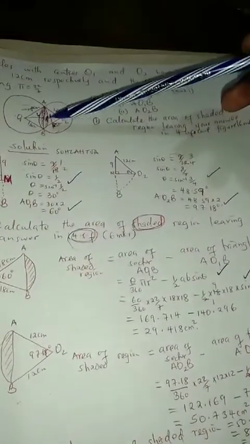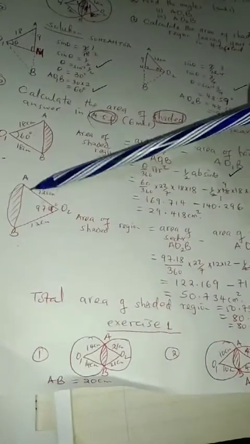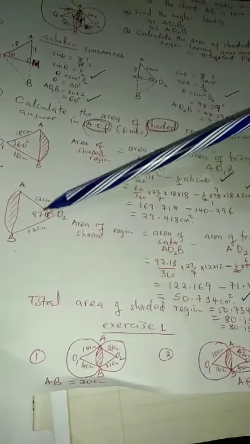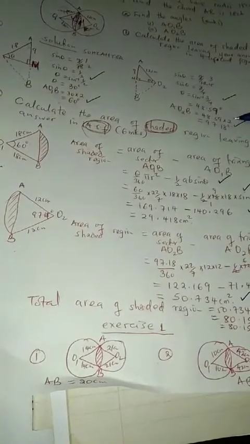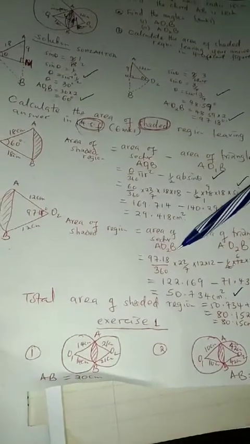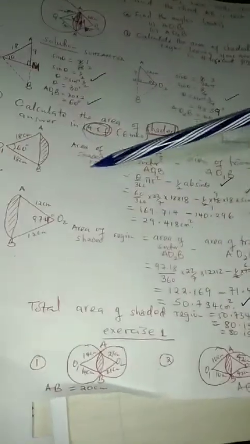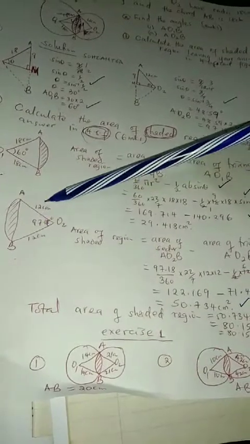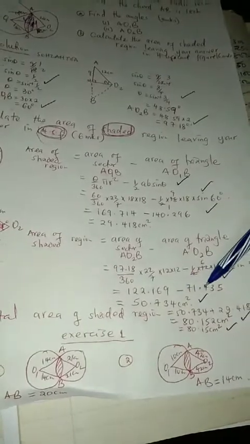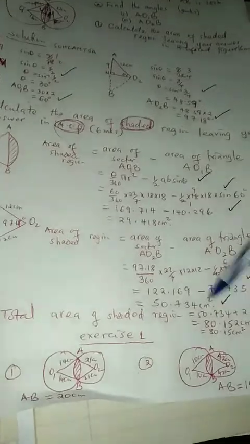The same thing will turn and come to this side. You can see down there on the second part, I am now changing to the other side of the sector. 12, 12, 97. This one is coming from where we already got it up there. You can see it is there. So that is the area of the sector AO2B minus the same thing we've done there, but what we are changing now is the angle and the radius. That one you will get 50.734 centimeters square.